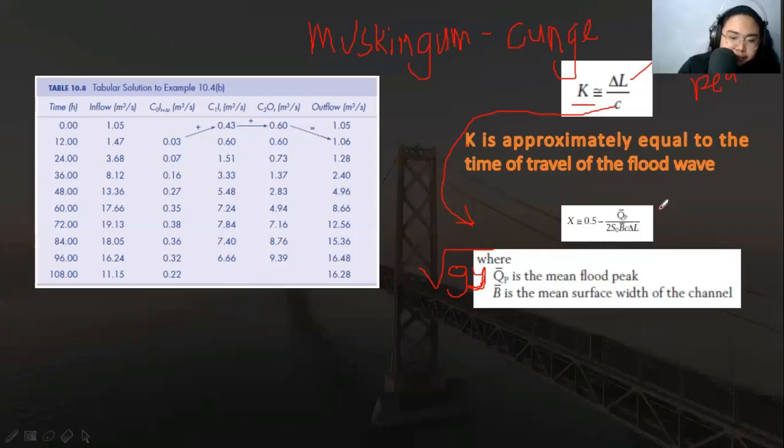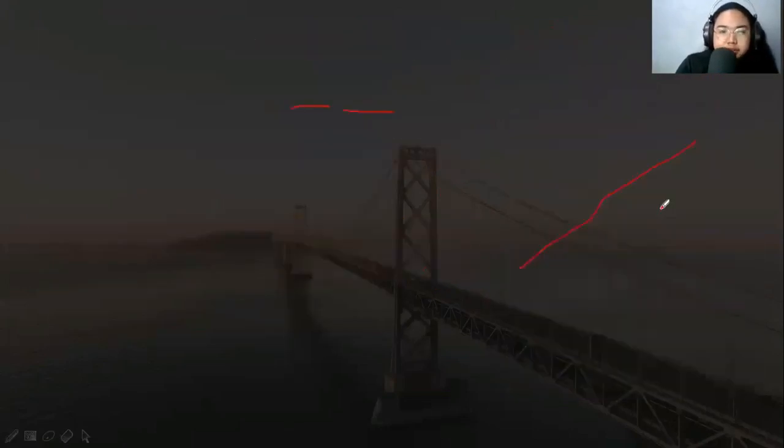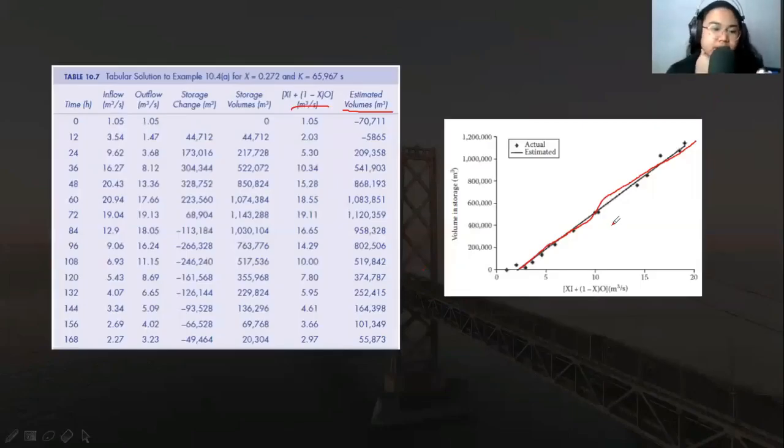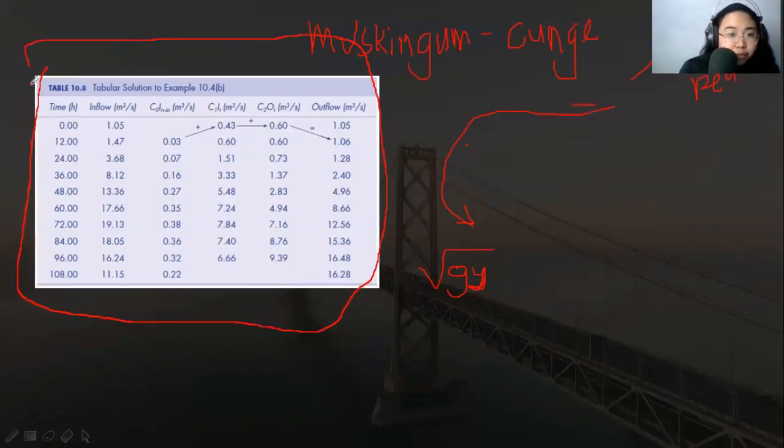Dun sa graph. And as for the graph, the calculation of the new outflow hydrograph is shown in tabular form in Table 10.8. Ito na siya, ito na ang new tabulation. Ayan, the peak outflow is seen to be 16.48, ayan, peak niya, 16.48, and then at time 96.